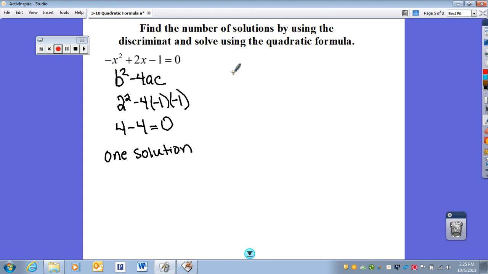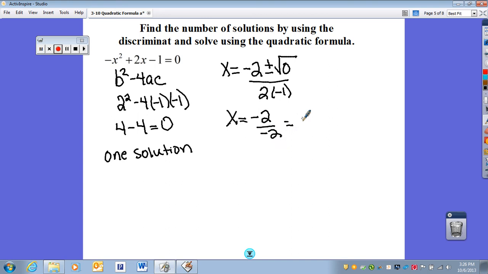Let's find that solution by using the quadratic formula. So we have x equals negative b, which is negative 2, plus or minus the square root of 0, all over 2 times a, which is negative 1. So we have x equals negative 2 plus or minus 0 over negative 2. So our solution would be x is equal to 1. And that would be where our vertex would be located.